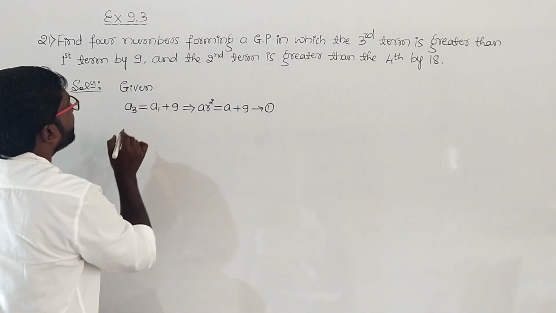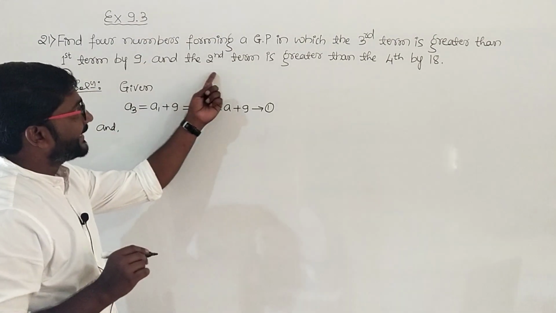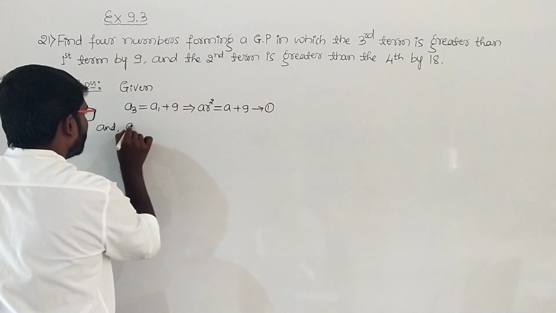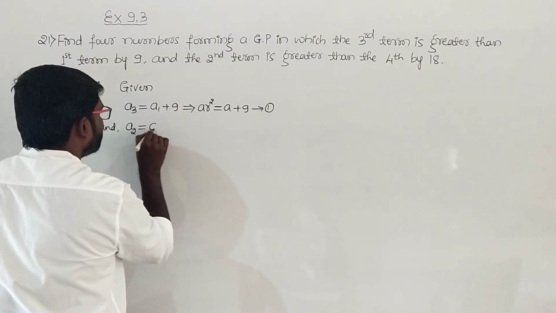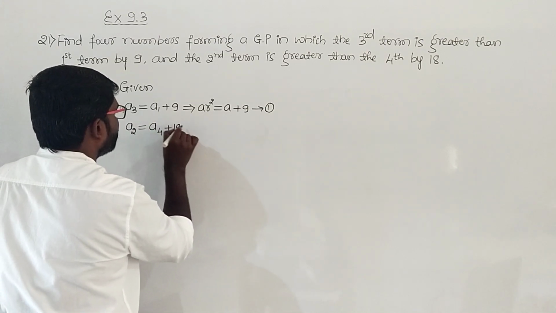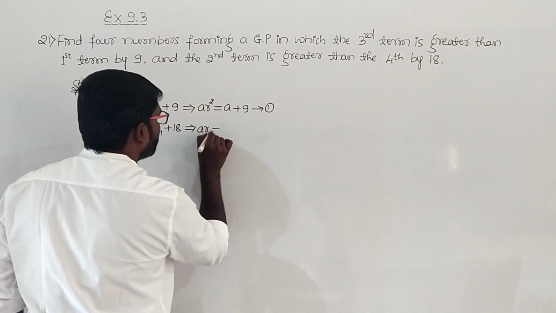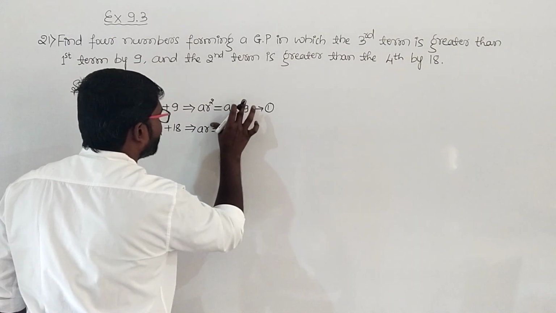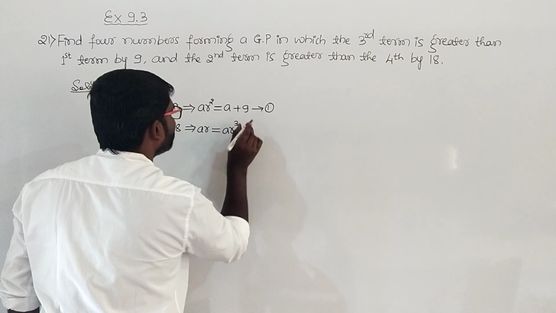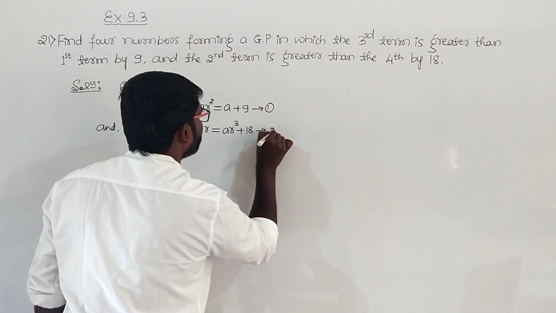And what is the other condition? The second term is greater than the fourth by 18, so A2 equals A4 plus 18. This implies the second term is nothing but A into R, which equals the fourth term, A into R raised to 3, plus 18. Call this equation number 2.